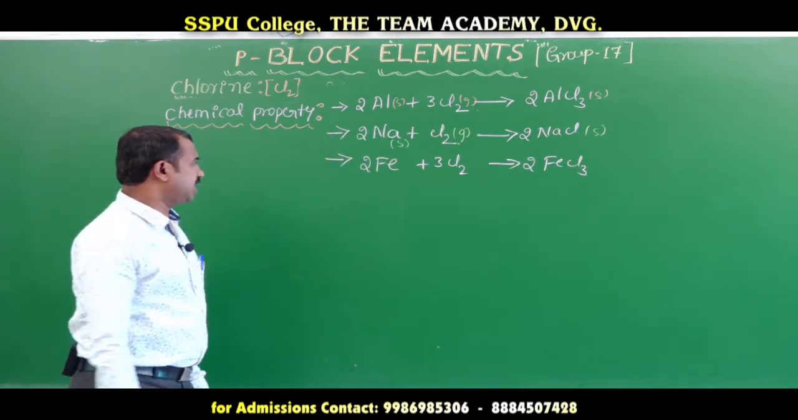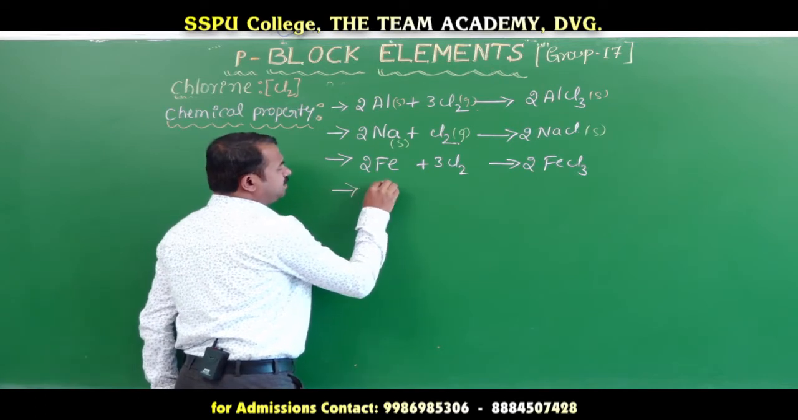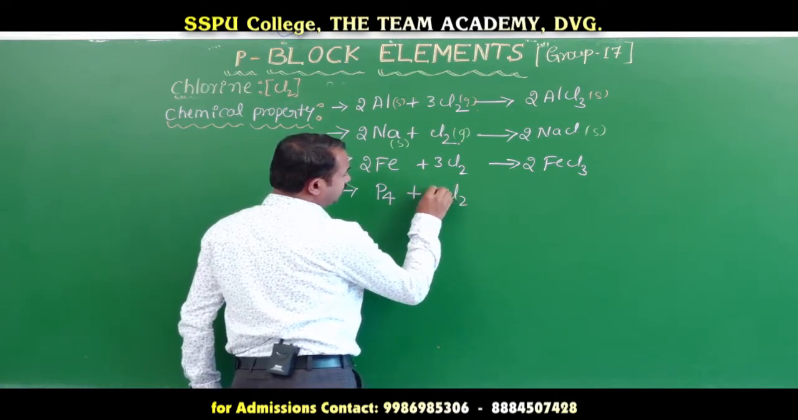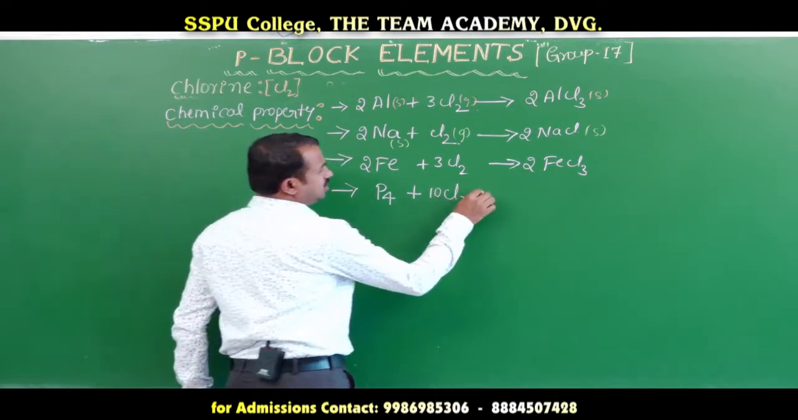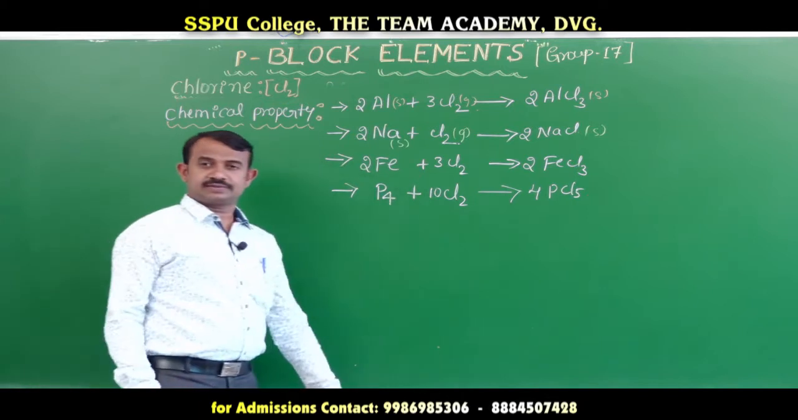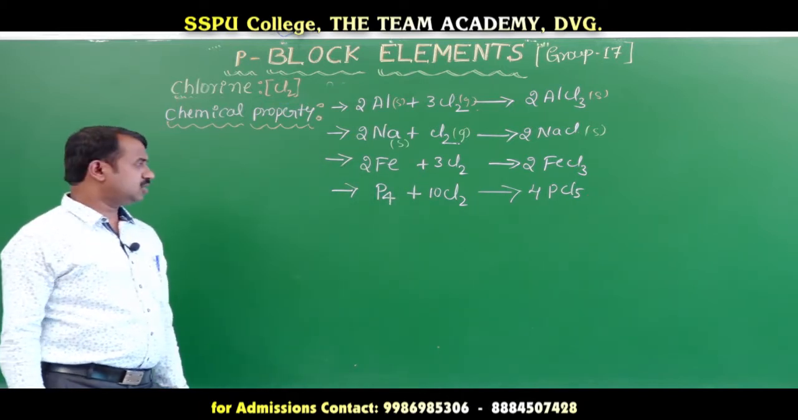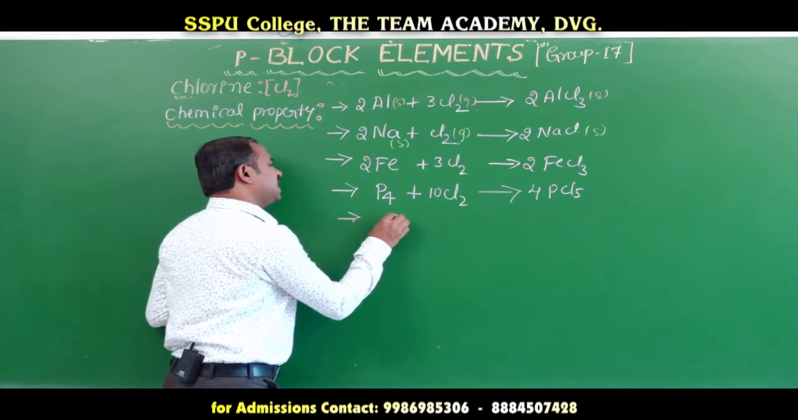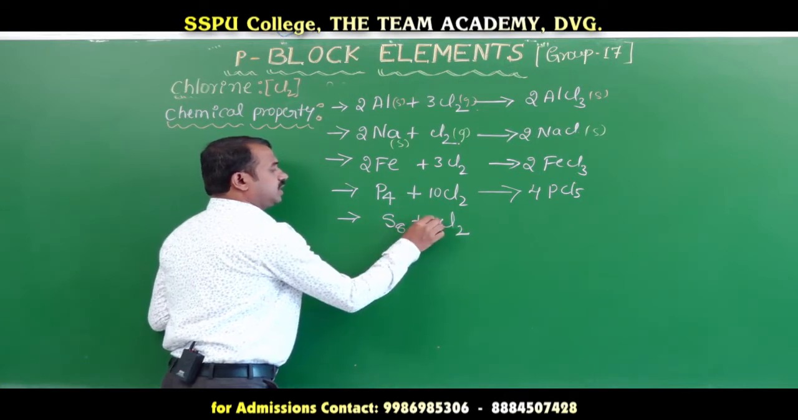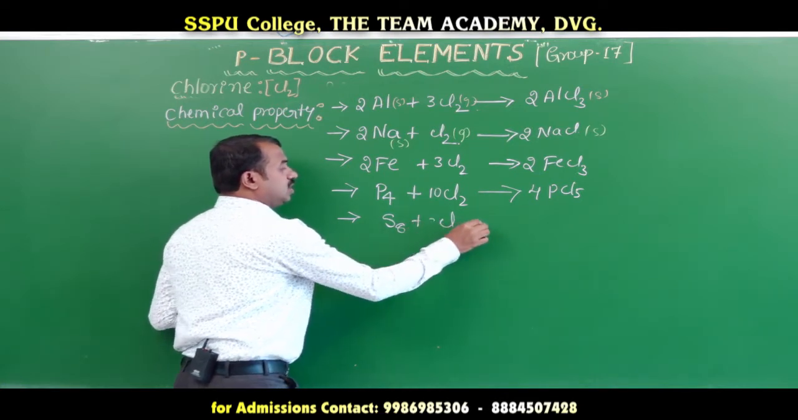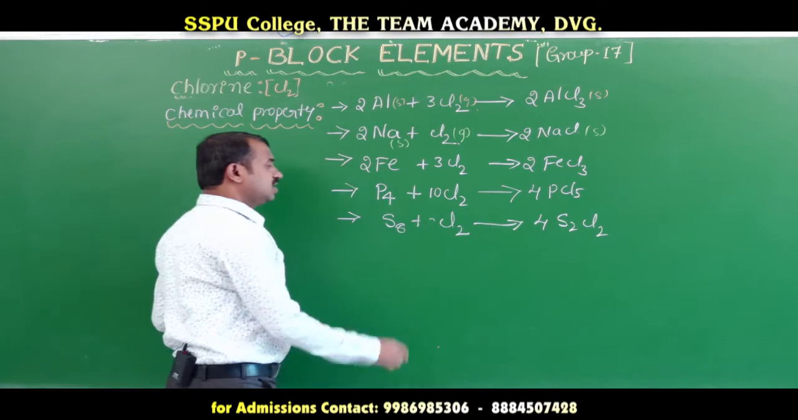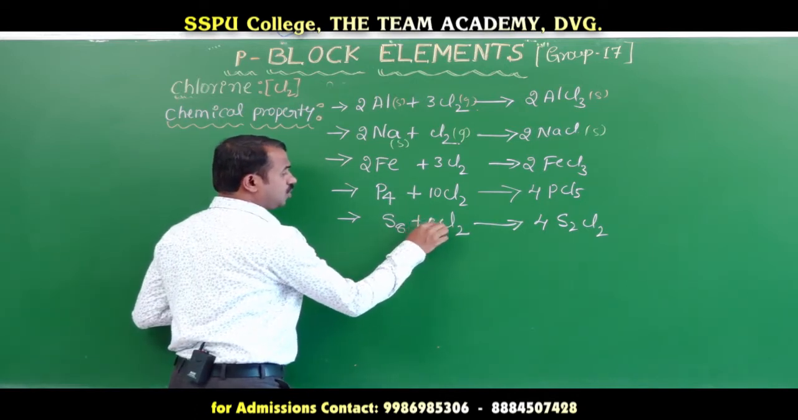Ferric chloride. Or you go for phosphorus reacting with chlorine. Phosphorus reacts with chlorine to form phosphorus pentachloride. Or you go for sulfur reacting with chlorine. Sulfur reacts with chlorine to form S2Cl2, sulfur chloride, which means here we have to use molecules of chlorine.